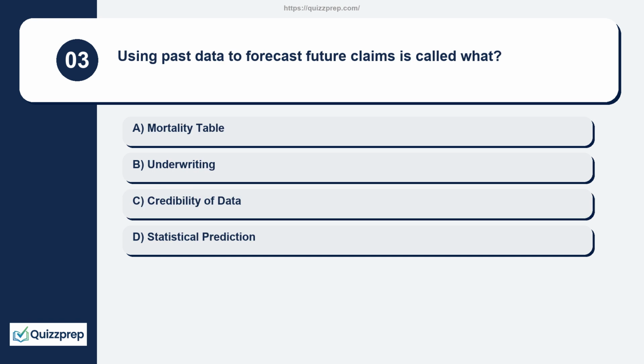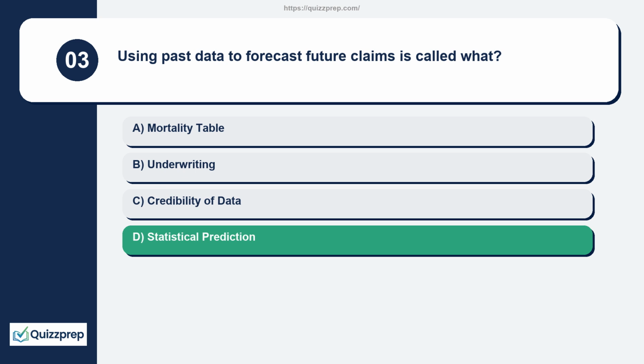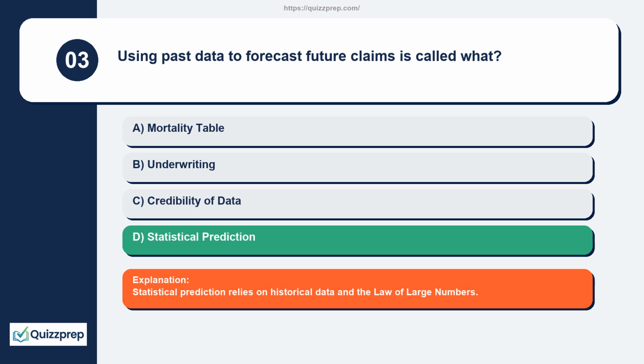Question 3. Using past data to forecast future claims is called what? Mortality table. Underwriting. Credibility of data. Statistical prediction. Statistical prediction relies on historical data and the law of large numbers.